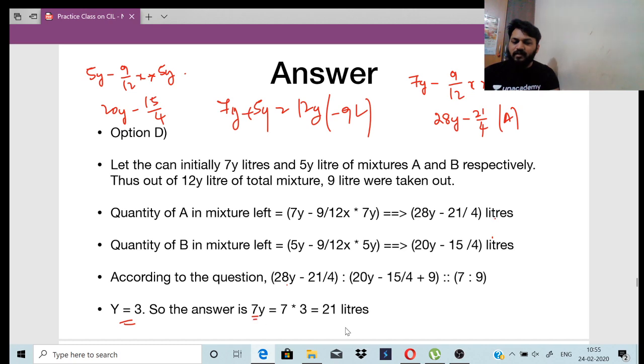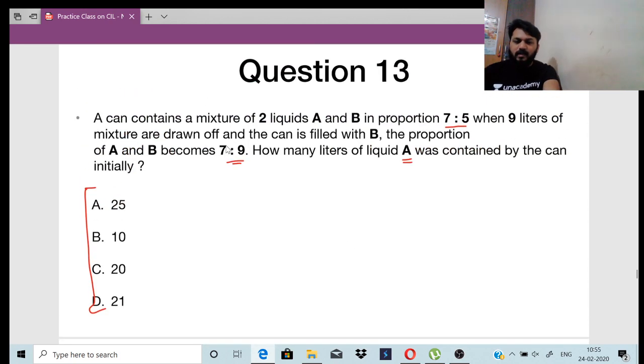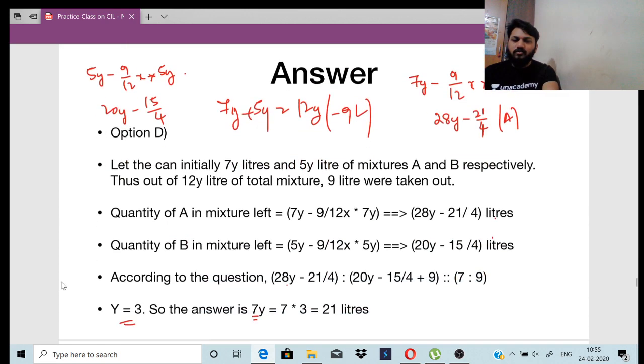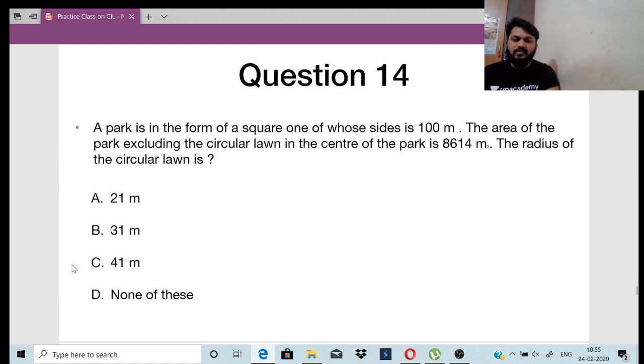So the final ratio 7:9 is there, which is A is to B. We have to find out A, which is 7y. Y equals 3, so it is 7 into 3, 21. Option D. Okay, we'll move on to the last two questions. We'll finish it off fast.